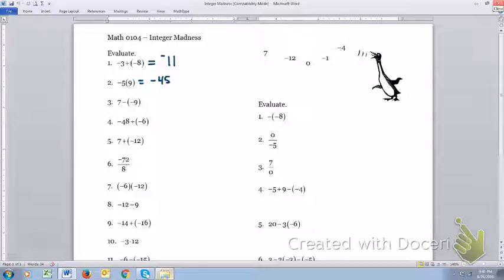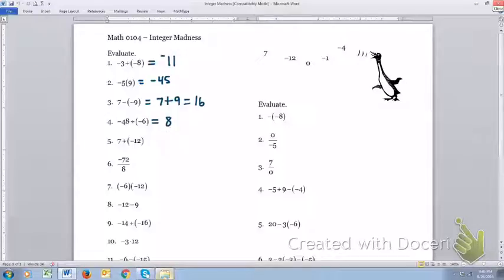On number 3, we have subtraction. So we're going to add the opposite, so this becomes 7 plus 9. So the minus sign becomes a plus, and the -9 becomes a positive 9. And so we're going to get 16 here. On number 4, a negative divided by a negative is a positive. So here we're going to get 8.